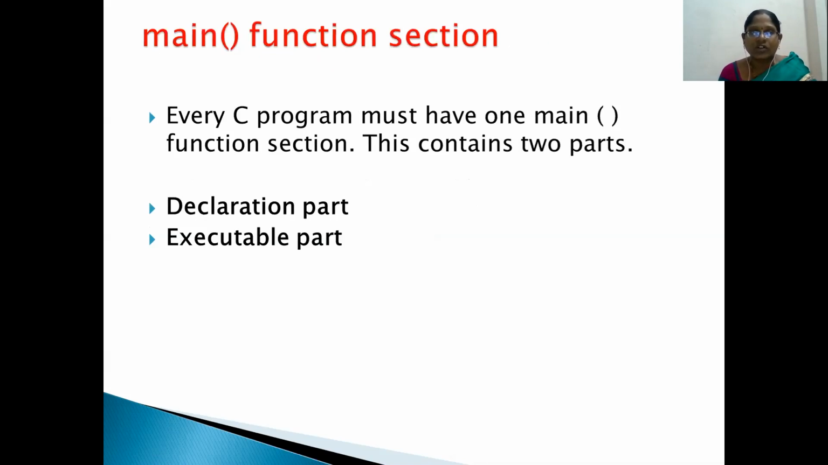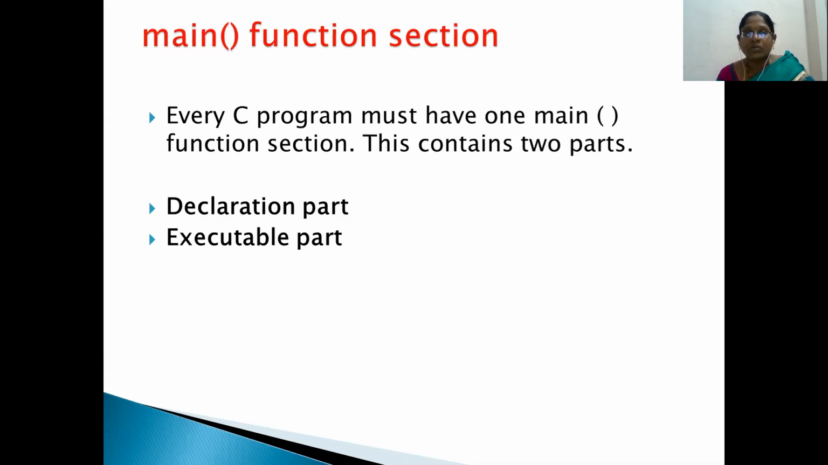Next, this is the heart of your C program, that is your main function section. Every C program must have one main function section. Whatever program you write, however many statements or functions you write, the execution of the C program starts from the main only. You will have two parts, that is declaration part and executable part. In this, the mandatory part is your executable part. Without the declaration part also, you can have a C program.